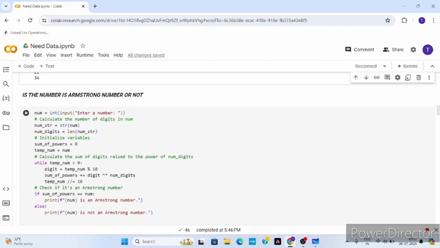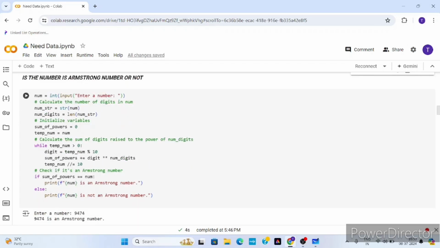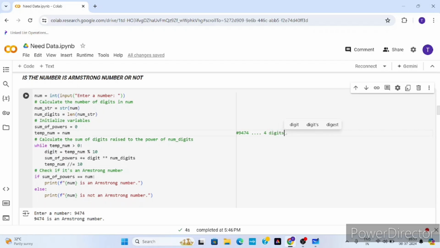Next, the Armstrong values. We want to see whether our number is an Armstrong value or not. Before calculating this, you want to know what is meant by an Armstrong number. Let's take 9474. First, calculate how many digits are here. So we have 4 digits, right? So 4 digits.